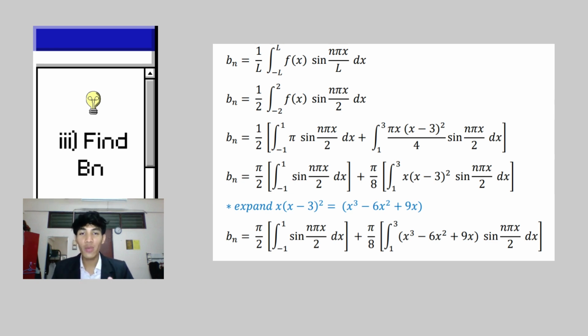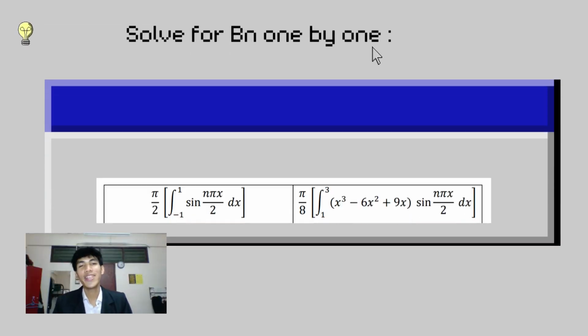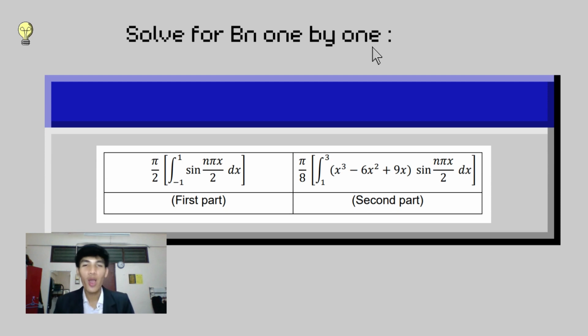In this question, we have a piecewise function where the first function is pi and the second function is pi x multiplied with x minus 3 to the power of 2 over 4. Then, by substituting both of these functions and our L value, which is 2, into the Bn general formula, we are going to be able to solve for it. Since our Bn equation is now too long, we split it into two parts to make it easier to calculate.